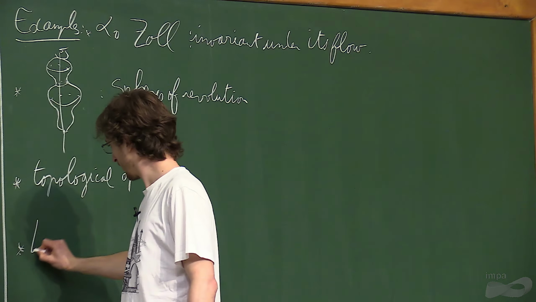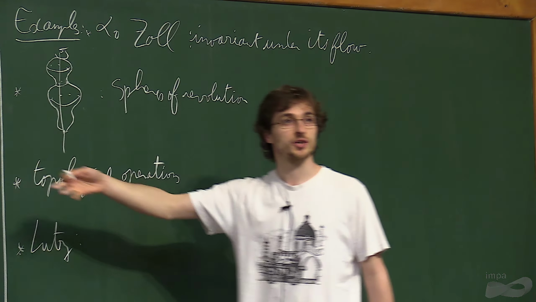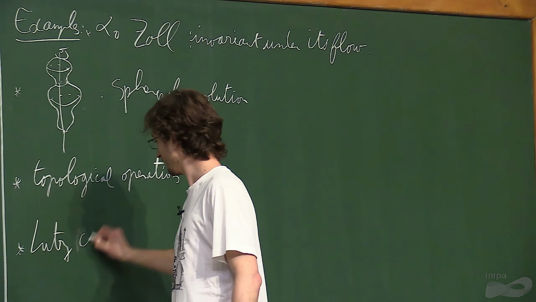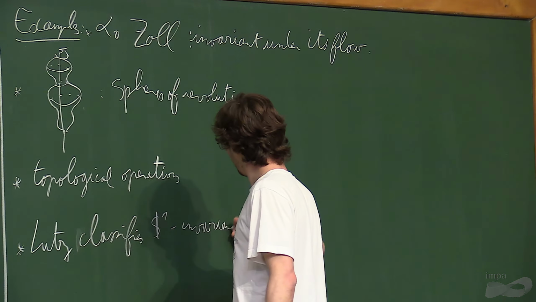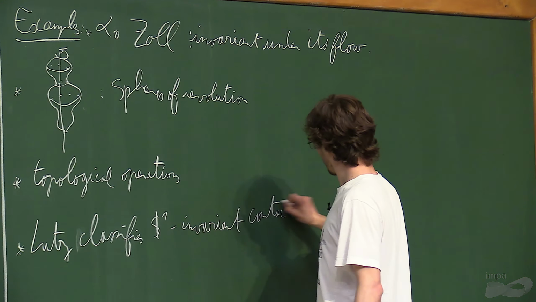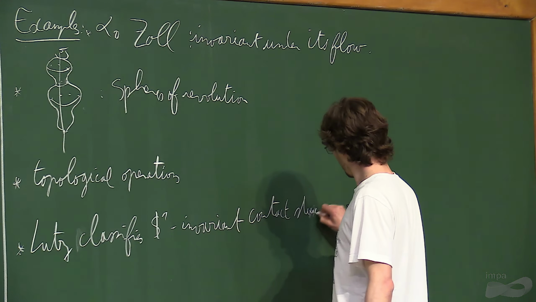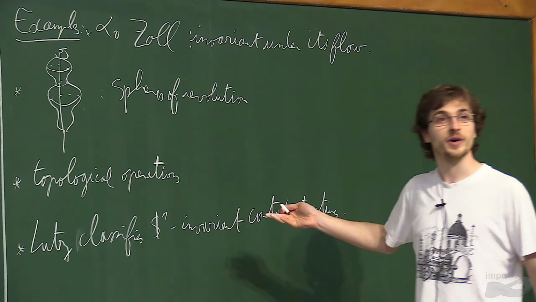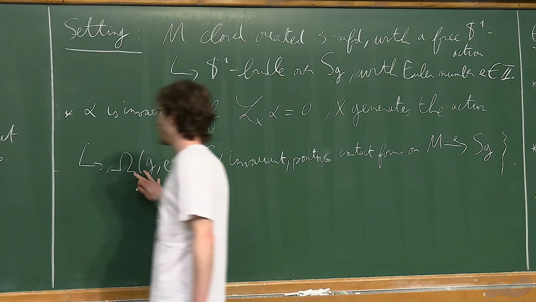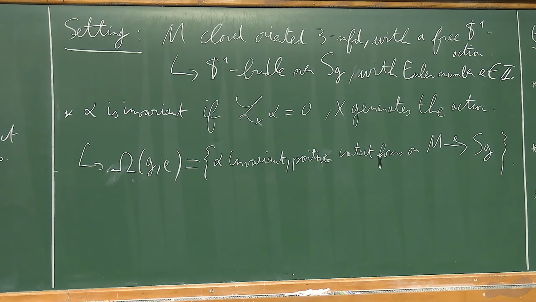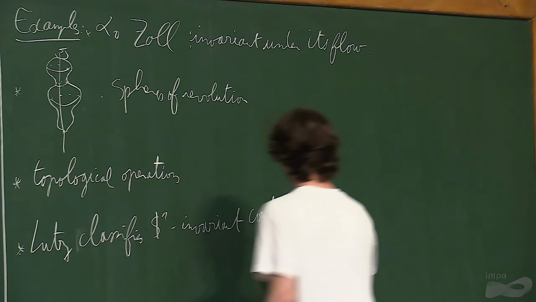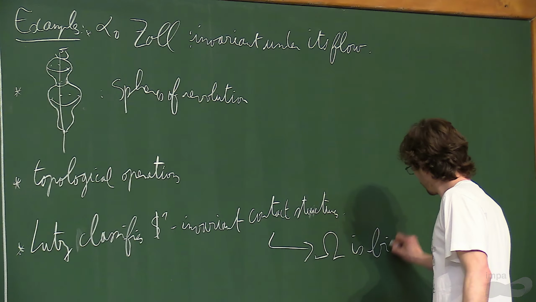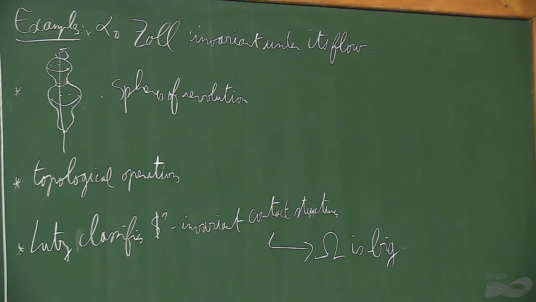And in fact, in the 70s, Lutz gave a classification of S1 invariant contact structures, which I'm not going to give, but the point I want to make is that thanks to this classification, we know that this space of invariant contact forms has infinitely many connected components. Each of them is big in the sense that they will have infinite diameter for any reasonable distance that you're going to put on the space of contact forms, let's say. So that's the point. Omega is big. Okay? Any questions so far?